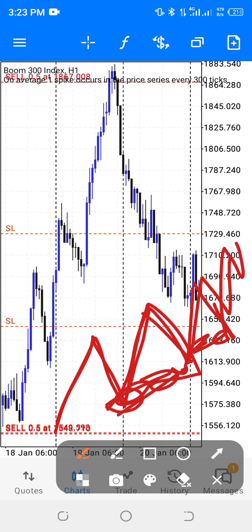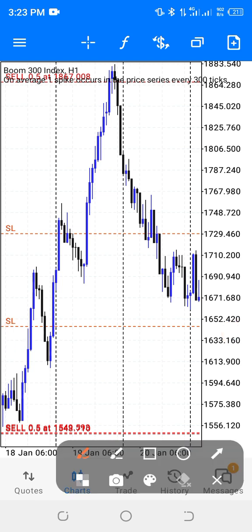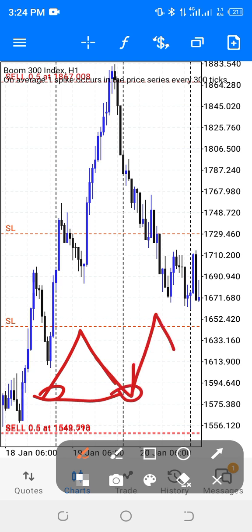Remember I told you guys that buyers like to buy from a discount. So they want to buy price at a discount area, that is at a low, at a cheaper rate. That is why they tend to enter price from this cheap low here, pick up their buy and push the market in an impulsive move to the upside here. So that is the bullish order block.